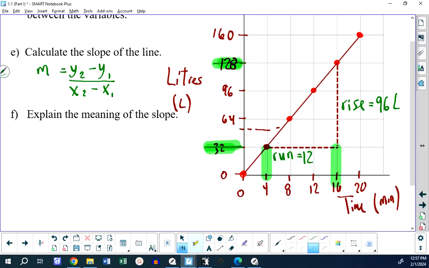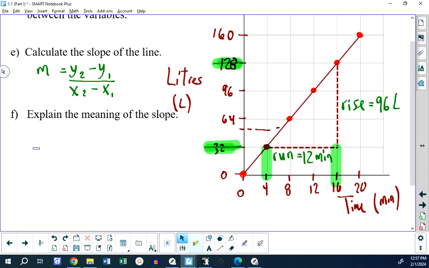12 what? 12 kittens? Which would be nice, but it isn't 12 kittens. It's minutes, isn't it? So this is minutes. So what will my slope be? Well, I'll show the work down here, and maybe I'll just stop for a second. I'm answering part of E and F, but it's all the same thing, right? We're finding the slope and we're explaining what the slope is.